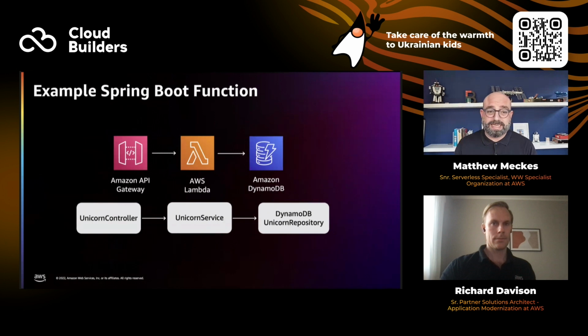So to investigate this, we've got a sample project that we put together. It's a Spring Boot application that returns unicorns. So we've got a unicorn controller. It's fronted by API Gateway, and it returns unicorns that are stored in our document database in DynamoDB.